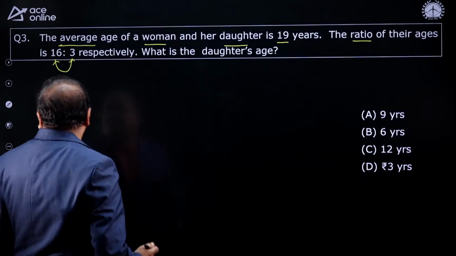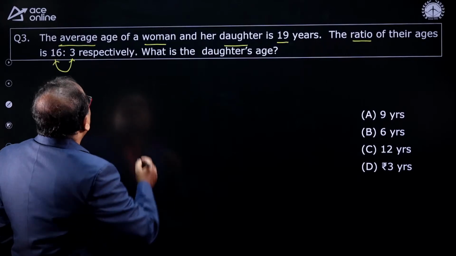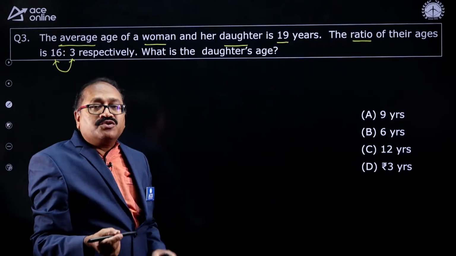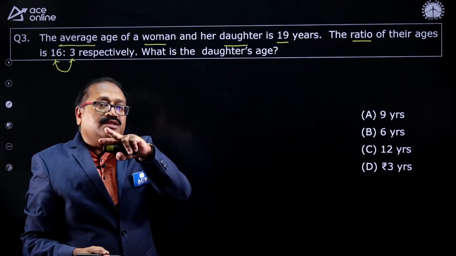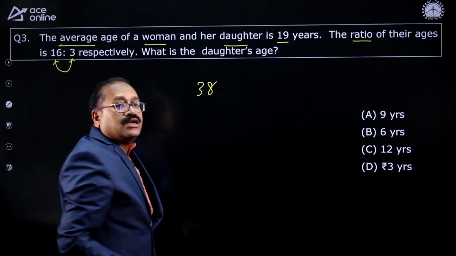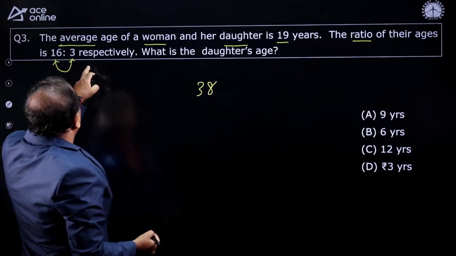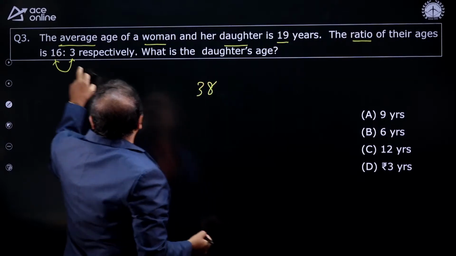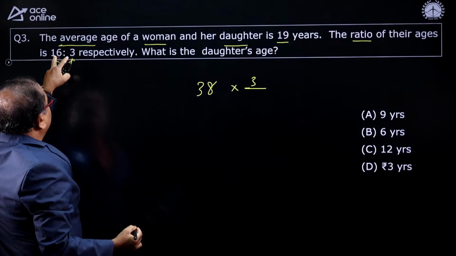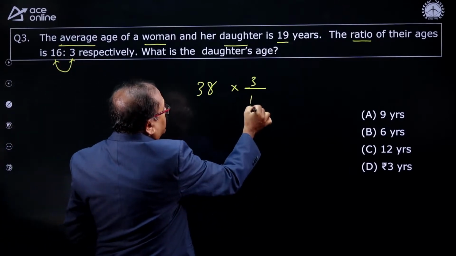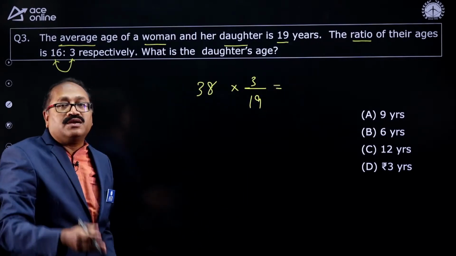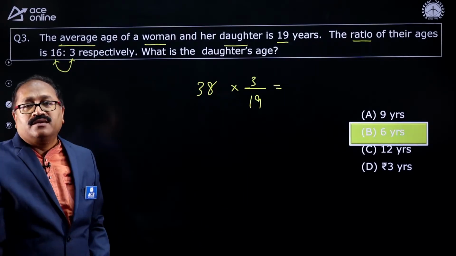Okay, time up. Now, here what I see is the average age of the woman and daughter is 19 years. Then what will be the total? 2 persons are there. The average is 19. The total will be 19 into 2 is 38. So this is what the total age is, 38. And the ratio is given to us. I need the daughter's age. The daughter's age is 3 parts out of 16 plus 3, that is 19, and I notice that this gets cancelled 2 times. 2 into 3 is 6. Option B.